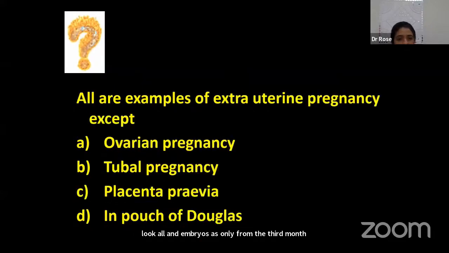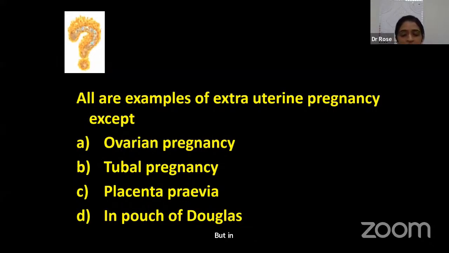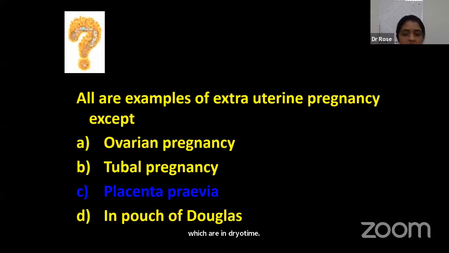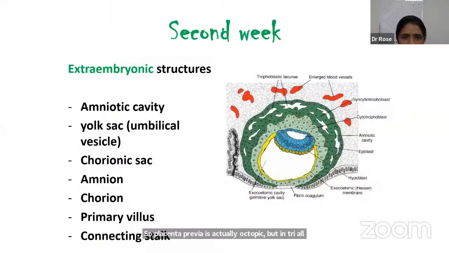All are examples of extrauterine pregnancy: ovarian, tubal, placenta previa, in pouch of Douglas. So all are actually options for ectopic pregnancy. But in ectopic pregnancy, which are extrauterine and which are intrauterine? So placenta previa is actually ectopic but intrauterine. All the rest are ectopic but extrauterine.